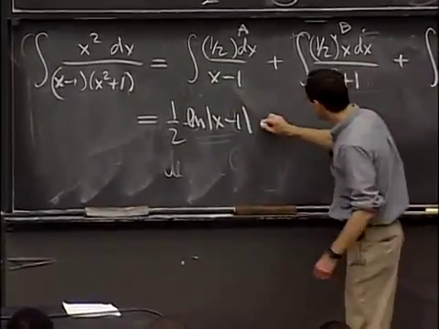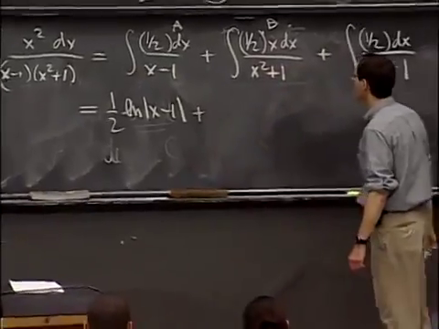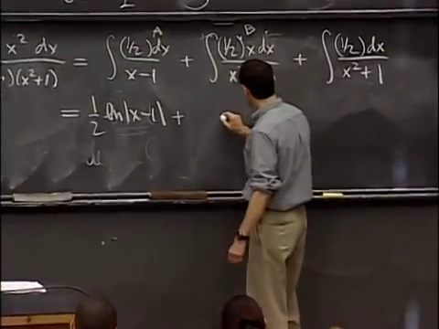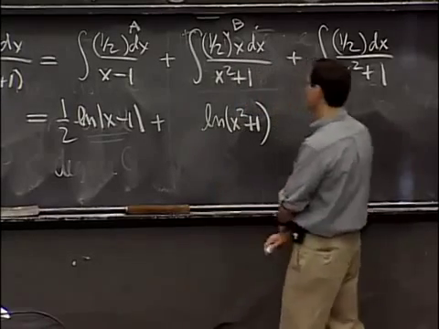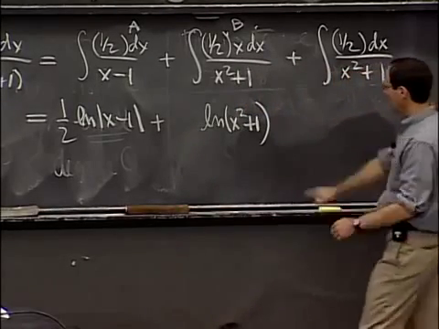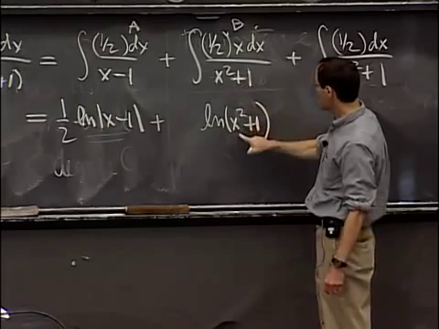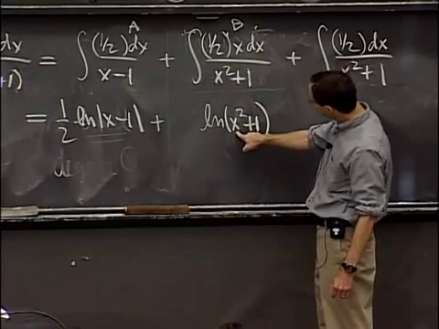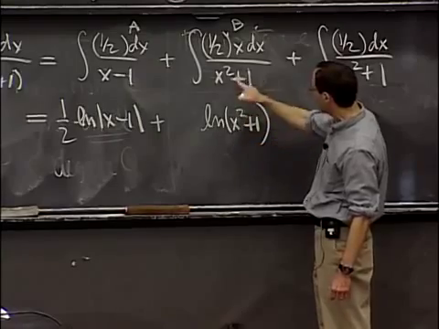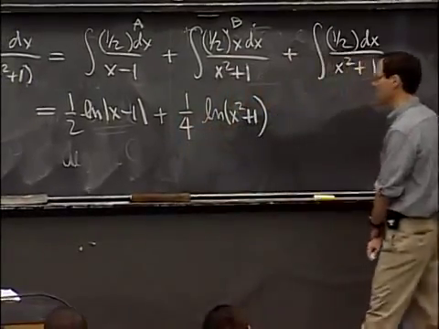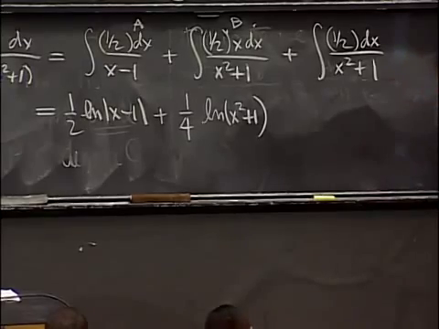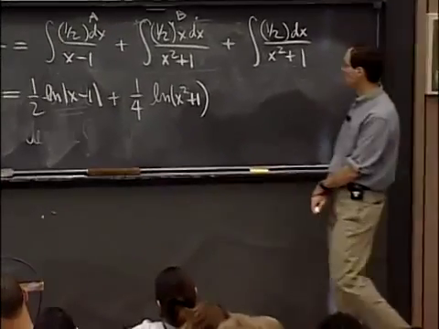The second one actually is not too bad either. This is by the advanced guessing method, my favorite method, something like the logarithm, because that's what's going to appear in the denominator. And then if you differentiate this, you're going to get 2x over this, but here we have a half, so altogether it's a quarter of this. All right, so I fixed the coefficient here.